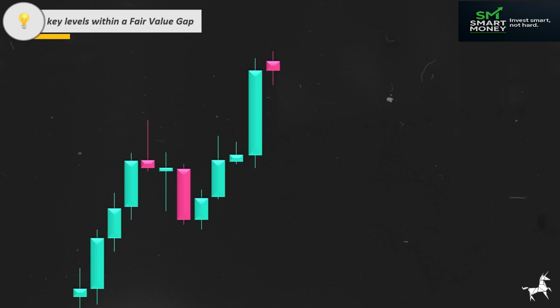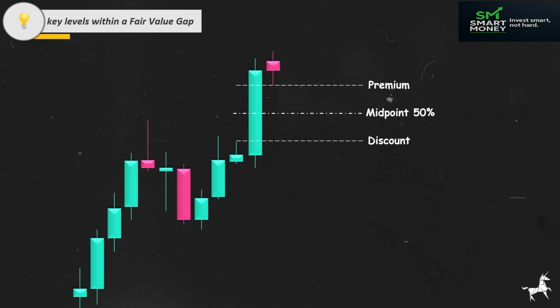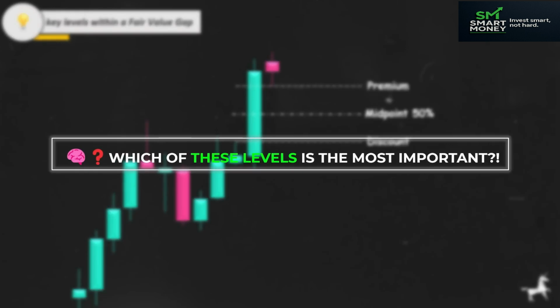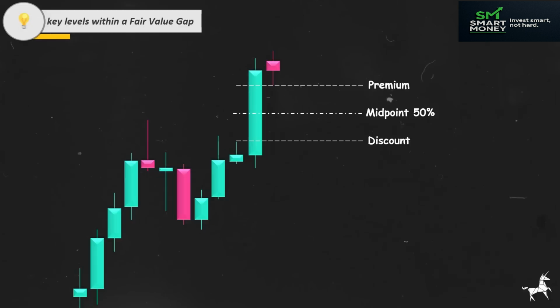Inside every fair value gap, there are three key levels you should always pay attention to: the premium high, the discount low, and the midpoint. Now you might ask, which one really matters the most? The 50% midpoint of the fair value gap.